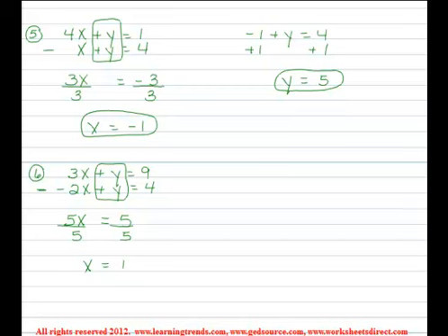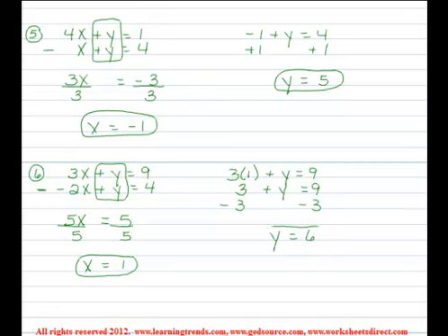Let's take that value of 1 for x and substitute that into our first equation, 3x plus y equals 9. So we have 3 times 1 plus y equals 9. 3 times 1 is 3, so 3 plus y equals 9. Subtract 3 from each side, and y equals 6. So the answer to number 6: x equals 1 and y equals 6.